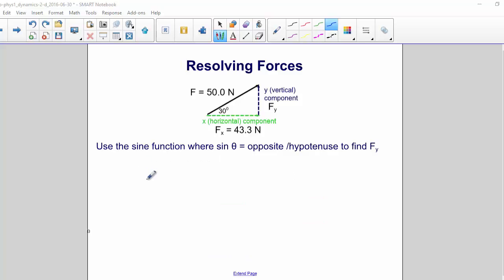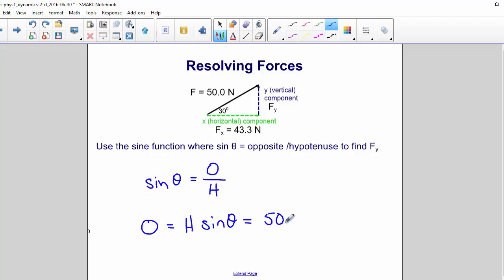Now to find the y component, we'll use the sine function. So sine of theta equals opposite over hypotenuse. So to find the opposite, we take the hypotenuse times the sine of the angle. So that's 50 newtons times the sine of 30 degrees. So then the y component is equal to 25 newtons.